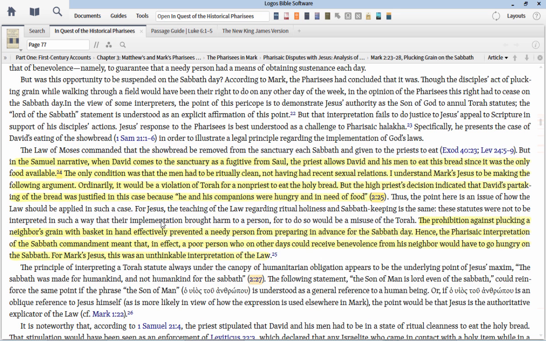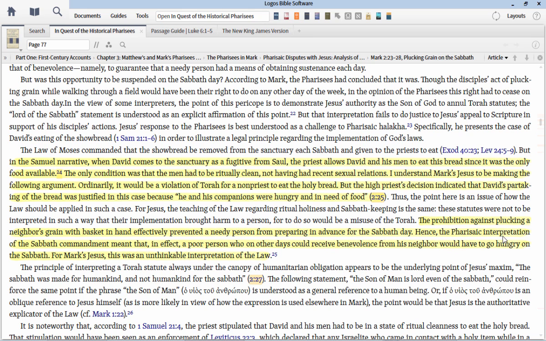And so it says in this book here, the prohibition against plucking a neighbor's grain with basket in hand effectively prevented a needy person from preparing in advance for the Sabbath day. So what should the poor person do to get food on Sabbath? He was not allowed to bring his sickle or his basket to gather a lot. Well, he was maybe allowed to walk on Sabbath, or wasn't he? Well, that was a big discussion. And some people said, well, that would be work.